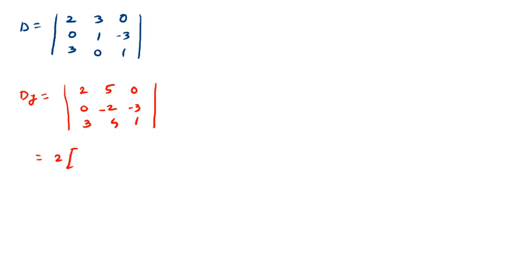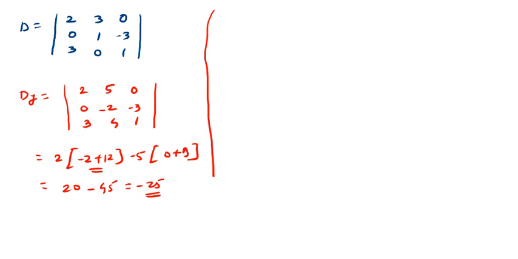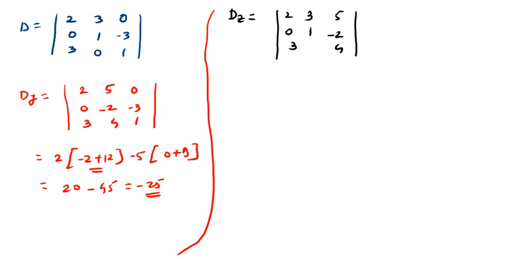This will be 2 into minus 2 plus 12 minus 5 into 0 plus 9. So this will be 10 into 2, 20, this will be minus 45, which is minus 25. Similarly we can calculate the value for Dz. Again this will be a determinant, but instead of the coefficient of z there will be the constants 5, minus 2 and 4, and the remaining terms will be as it is. So this is 3, 1, 0.